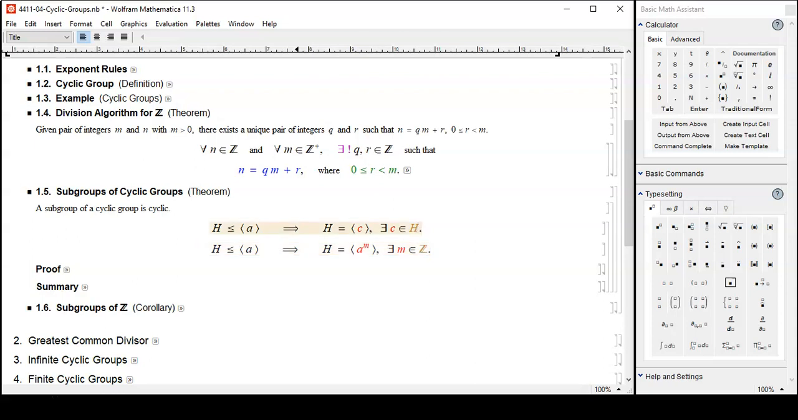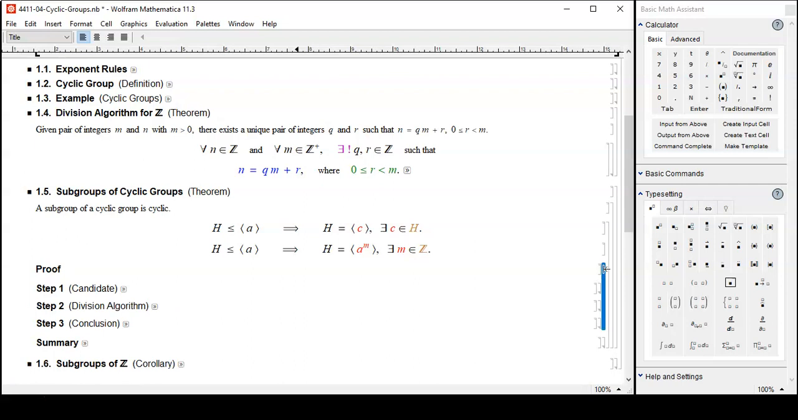Previously, this was abstract algebra, looking for a certain element from a subgroup. Now this is number theory. You're looking for an integer. And does this have anything to do with this division algorithm? Well, yes. Exactly how? Well, you'll see.